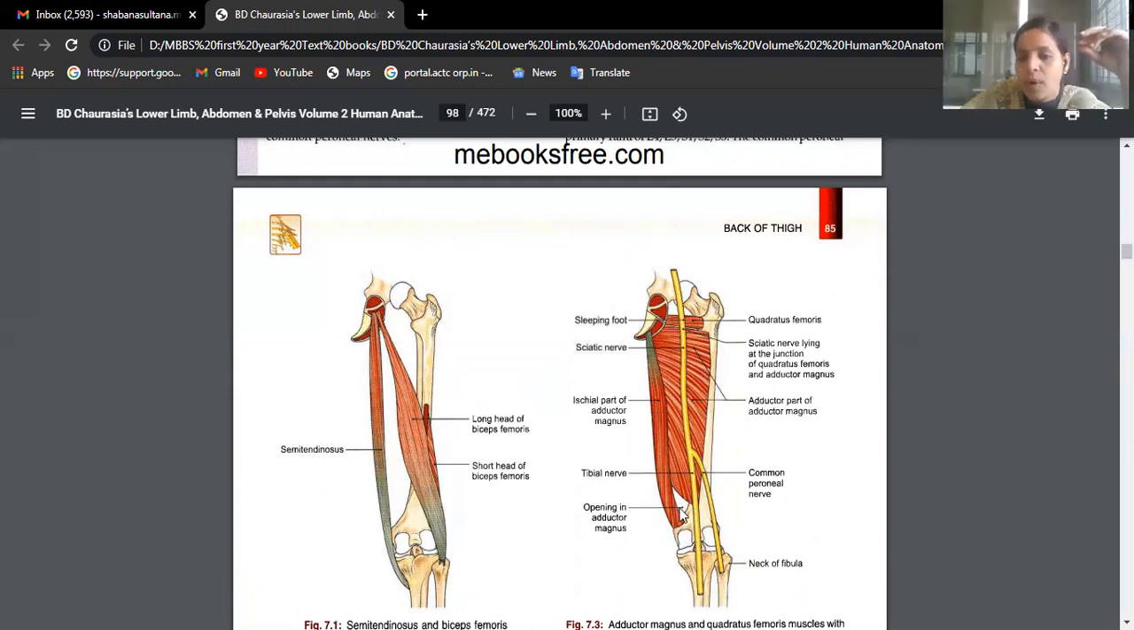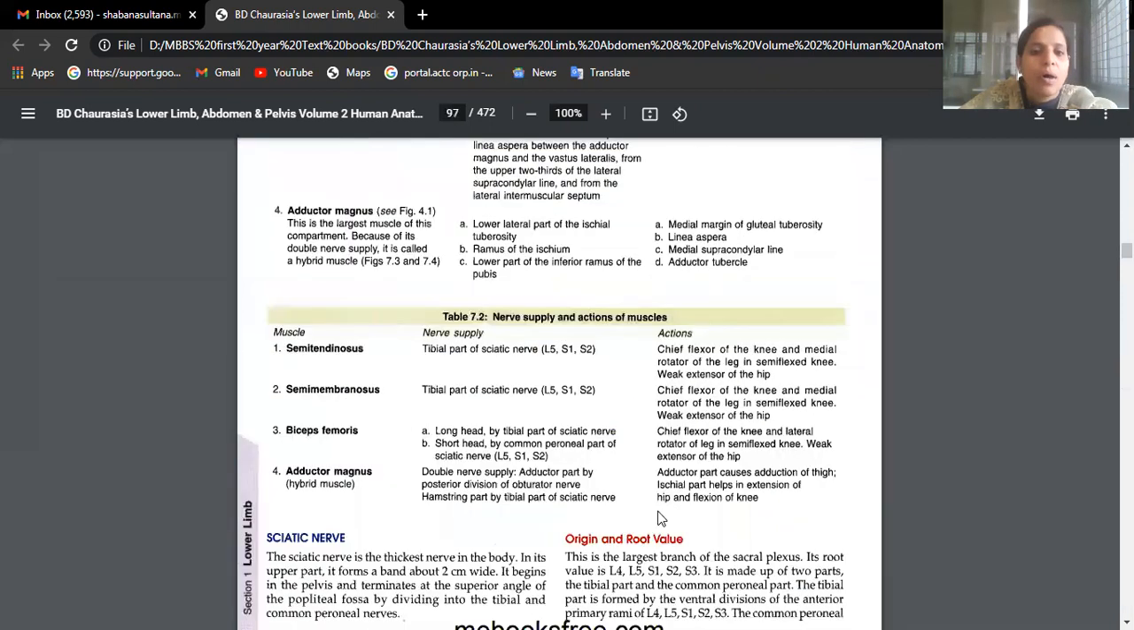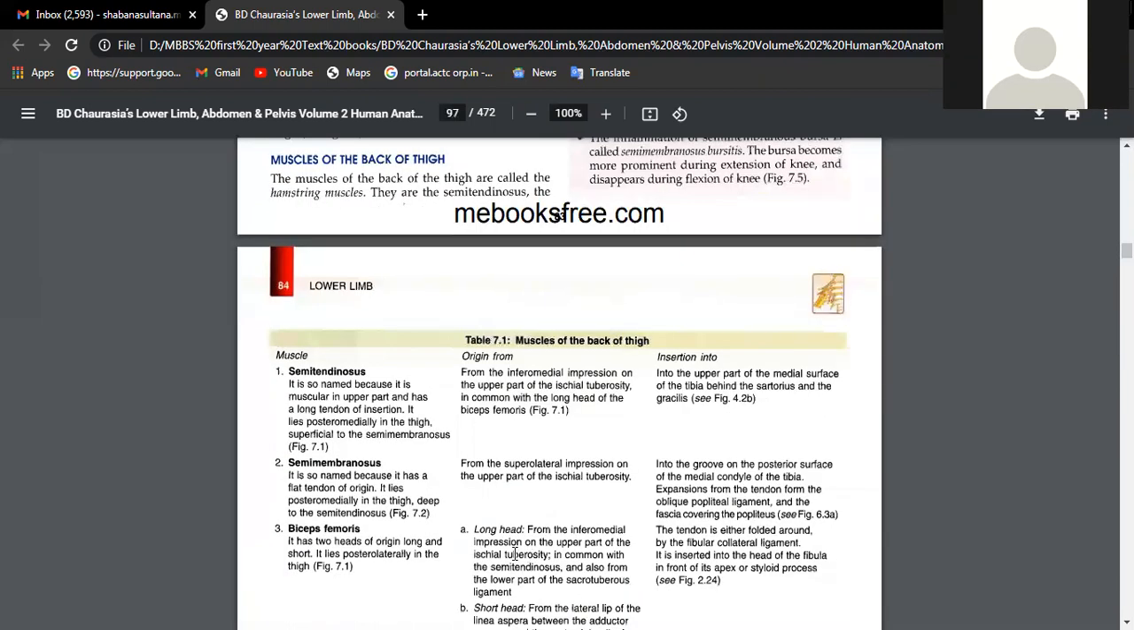Just now I was talking about the opening in adductor magnus. This is the opening, the hiatus in the adductor magnus, through which you will see femoral artery continues as popliteal artery. Okay. So all these is given here. All are supplied by sciatic nerve only, beta.